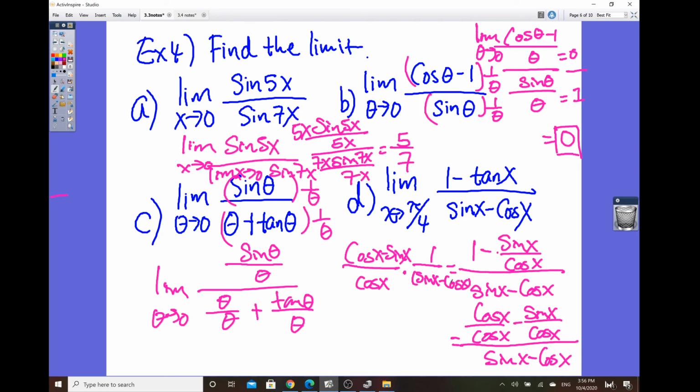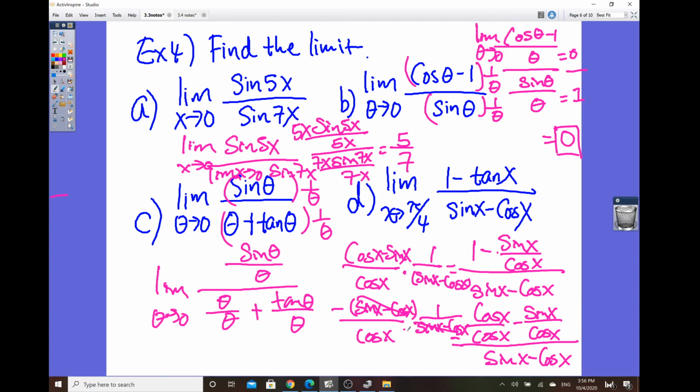And one thing that we noticed, these two terms are pretty much the same if you just swap them. Once you swap them, it's like negative 1 times the quantity sine x minus cosine of x, all over cosine of x, again times 1 over sine of x minus cosine of x. This one, cross cancel. So what's left here is just negative 1 over cosine of x.